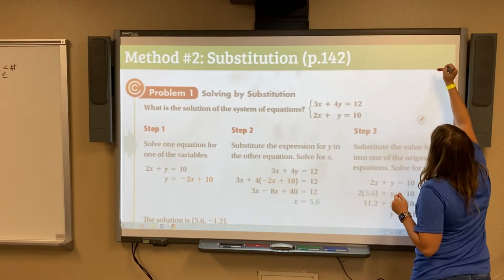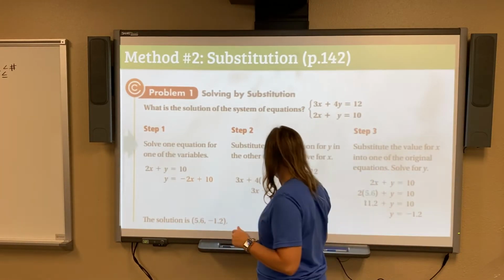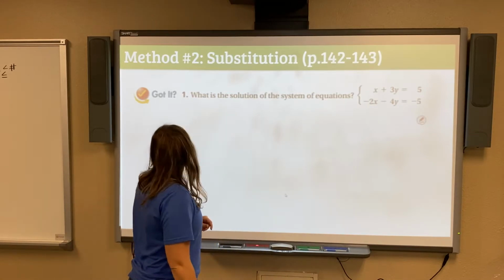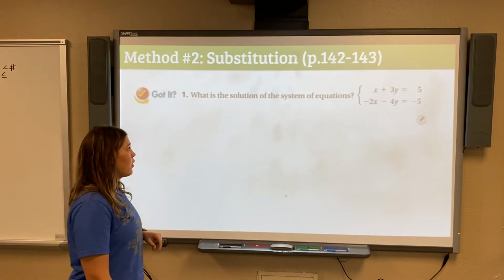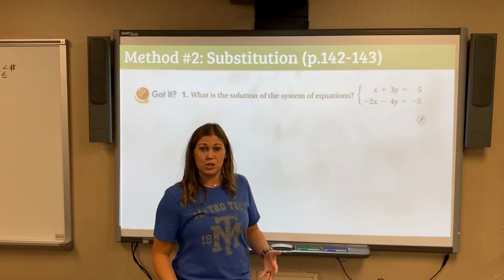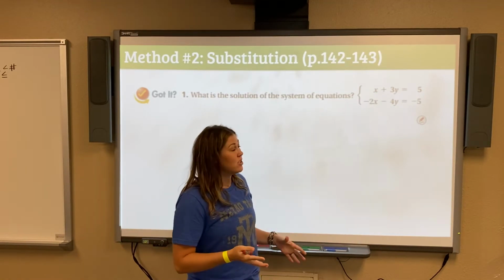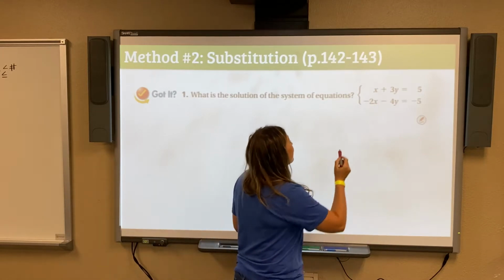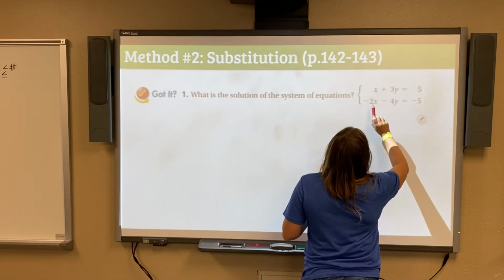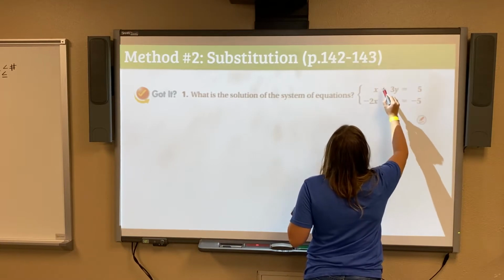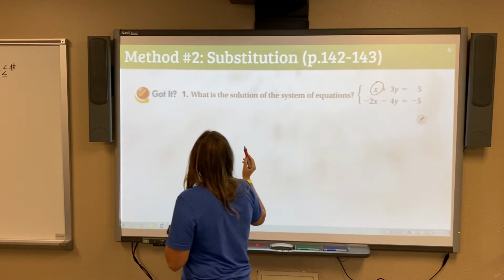Okay. So let's do a full example together. So we have, what is the solution of the system of equations? And we're going to solve it by substitution. So first step, I'm going to see if any of the equations are solved for a variable. Okay, they're not. It's x plus 3y and then negative 2x minus 4y. But we have this x by itself. So I'm going to solve for that.